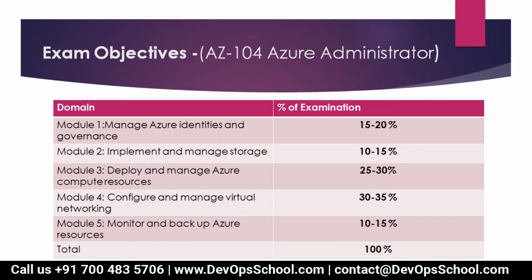So in the first module, manage Azure identities and governance, they are going to ask 15 to 20%. In this particular module we are going to discuss basically Azure Active Directory, how to give the access, how to add the members, how to bulk upload, all this stuff. In the second module we are going to discuss implement and manage storage, how to create storage, how we are going to maintain it, how to implement the policies.